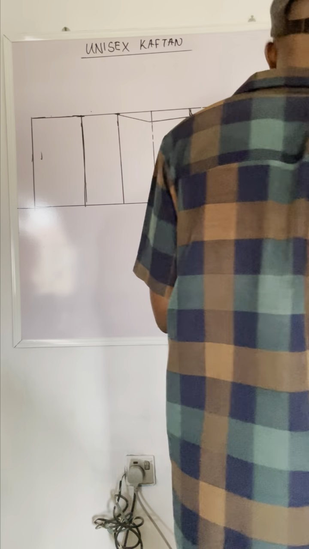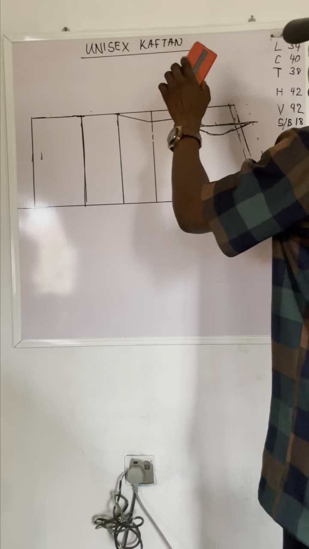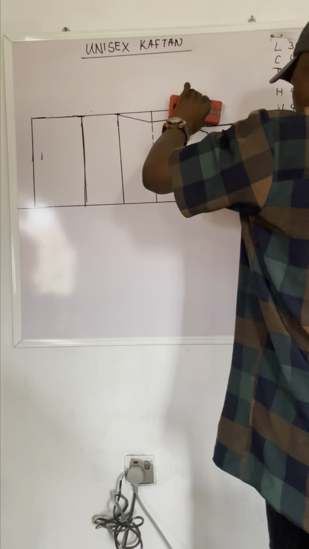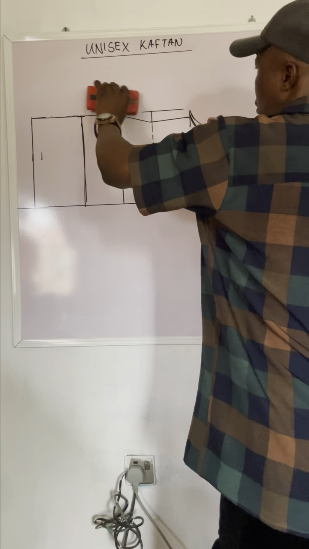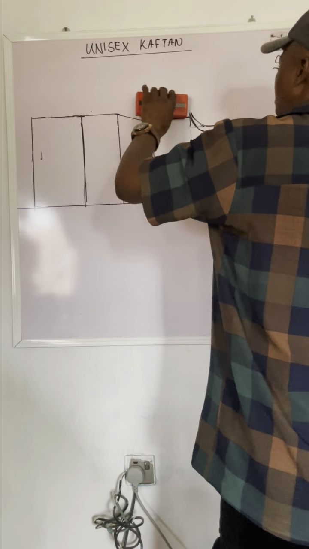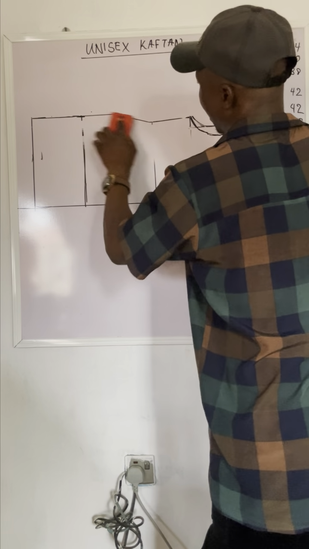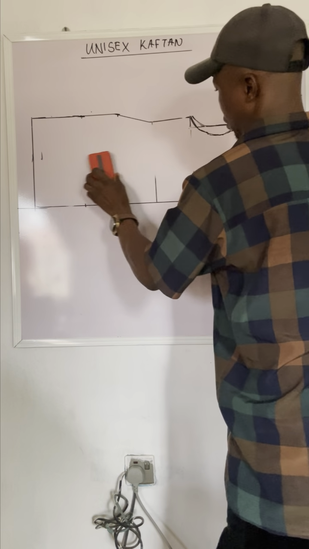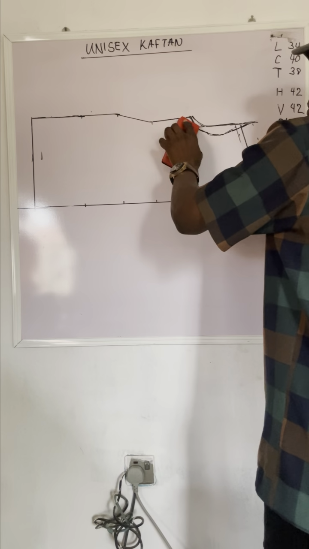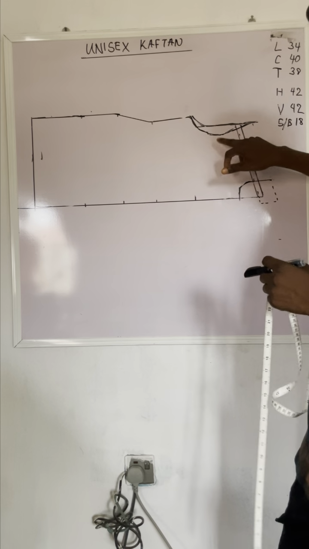Now, the next thing I want to show you guys is how to cut it after drafting. So this is what we draft. This is how the draft should look after you cut everything out. Good. So this is what you should have. Now don't forget I told you, this is the armhole for the back. This is the armhole for the front.